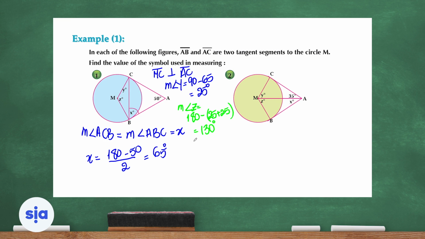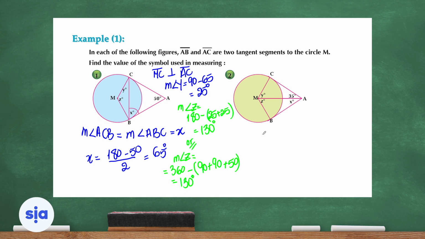Or you can say that the measure of angle Z equals 360, the sum of the interior angles of a quadrilateral, minus 50 plus 90 plus 90. Or you can say that the measure of angle Z, which is angle CMB, equals 360 minus the sum of 90 plus 90 plus 50. So for sure it will be the same, which is 130 degrees. You can find Z by either way.